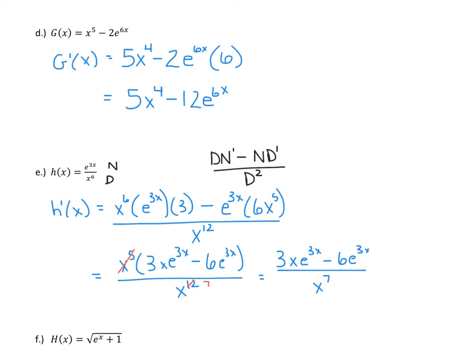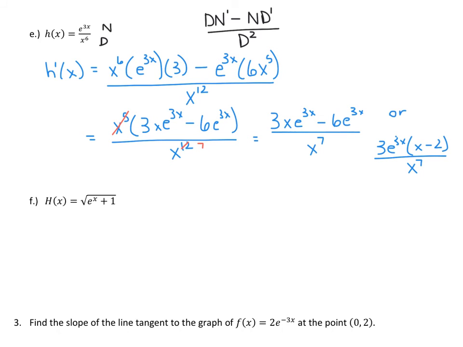Now you could have factored out a 3 and the e to the 3x out of the numerator, and while it doesn't really simplify it much, it just makes the answer look a little differently. So if you would do that, then your answer would look like, if we factor out a 3 and an e to the 3x, we would be left with x minus 2, all divided by x to the 7th. So here either answer is acceptable.